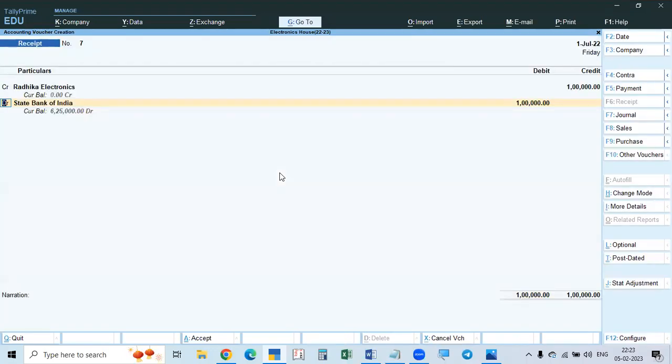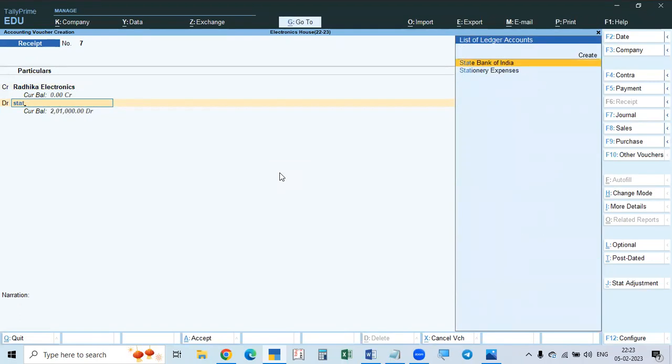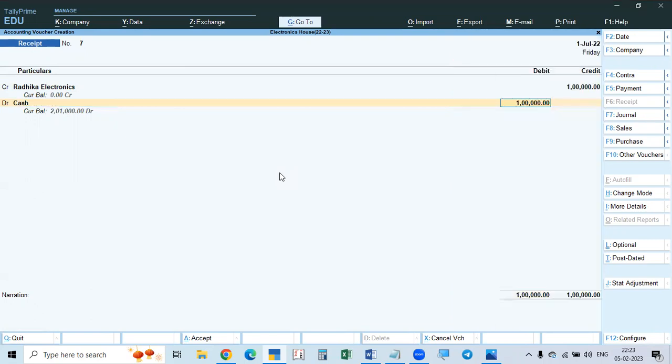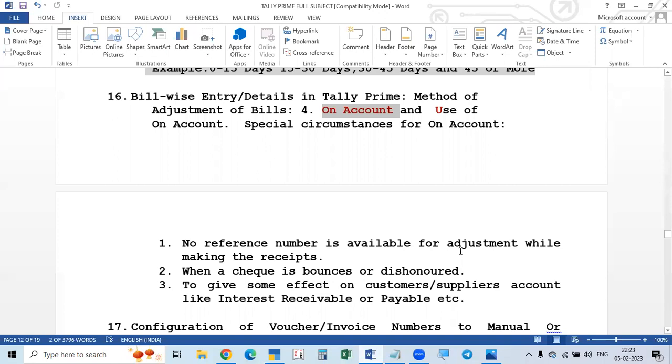So credit is the party, and debit is what we received. We may receive cash or by check. Suppose if we receive cash, we will write cash here. If we receive a check, we will take State Bank of India, our bank. So in another example, we take the bank. State Bank, cash we receive, so it is debited. Cash received is debited. Amount received on account. Okay, on account we received. So this is the first reason, when we use on account. No reference number is there when the receipt is made.